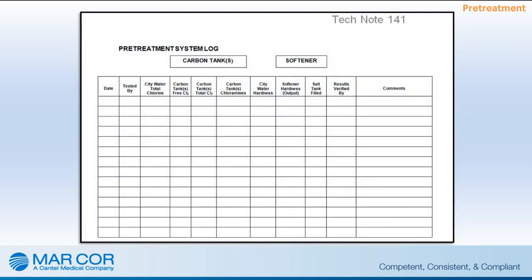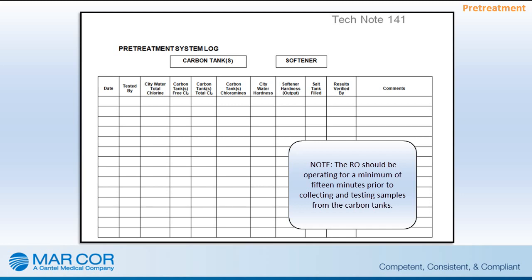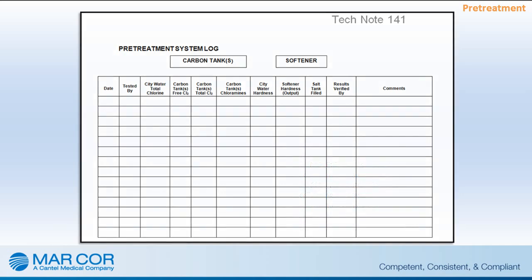An example of a daily log sheet is Marcor Purification's Tech Note 141. But your facility will likely have their own specific daily water treatment log that you will need to fill out.